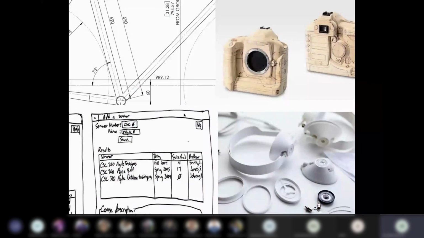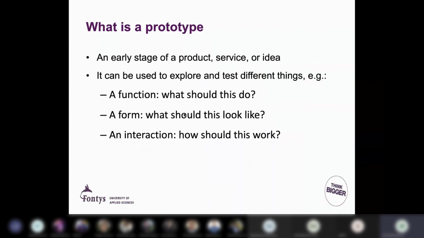Well, prototypes. I already heard it's the first version of your product. That's a good one. Let me see actually here. It is an early stage of a product, service, or idea. And you might be thinking, sorry, I did not look into the names of who was talking to me, but the person who said the first version, it looks like we could agree with him, right? That's an early stage of a product.